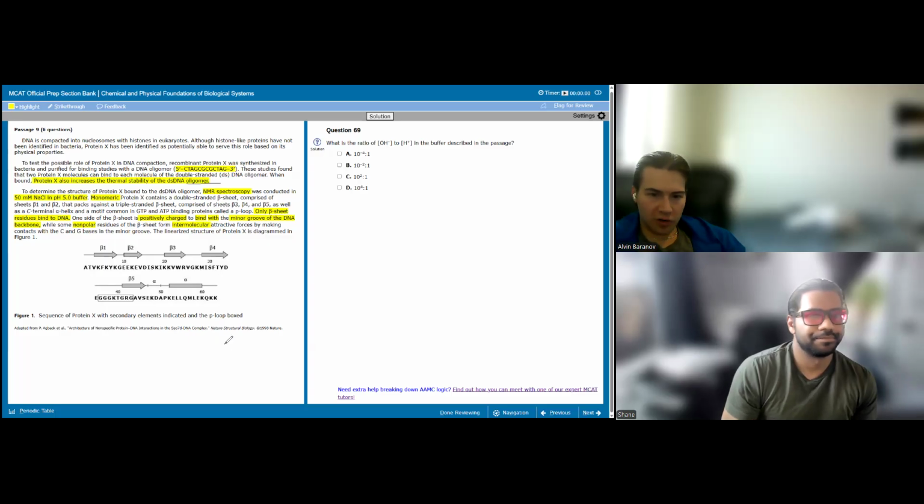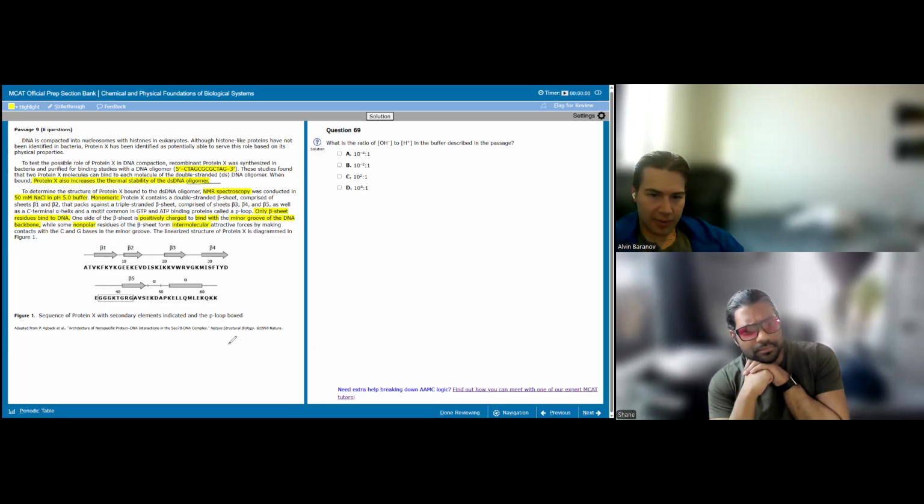To determine the structure of protein X bound to dsDNA oligomer, NMR spectroscopy was conducted in 50 millimolar NaCl in pH 5.0 buffer. Okay. I mean, NMR spec is like, I highlighted it, it's a buzzword. And when they give us concentrations and pH, it's probably going to be asked about.